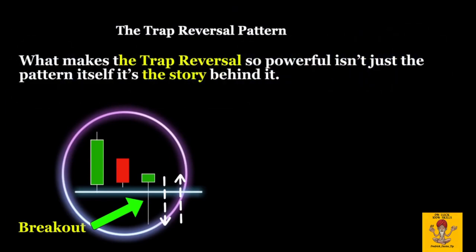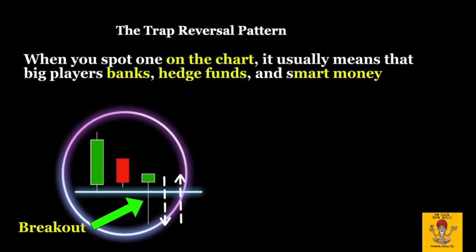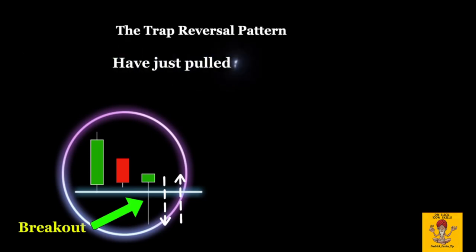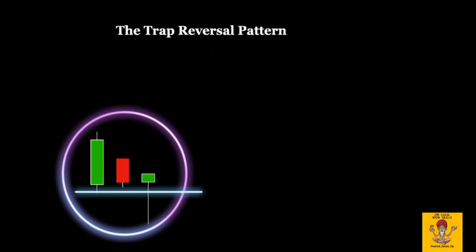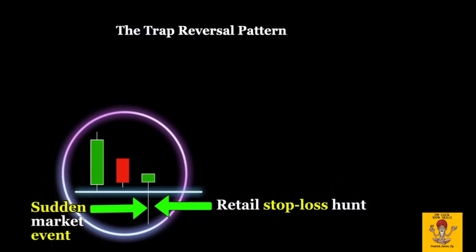What makes the trap reversal so powerful isn't just the pattern itself, it's the story behind it. When you spot one on the chart, it usually means that big players, banks, hedge funds, and smart money have just pulled a move. There are two main scenarios. They've deliberately triggered retail stop losses, creating a liquidity vacuum before snapping the price back the other way. Or they're reacting to a sudden market event, causing a sharp reversal right after a fake breakout.